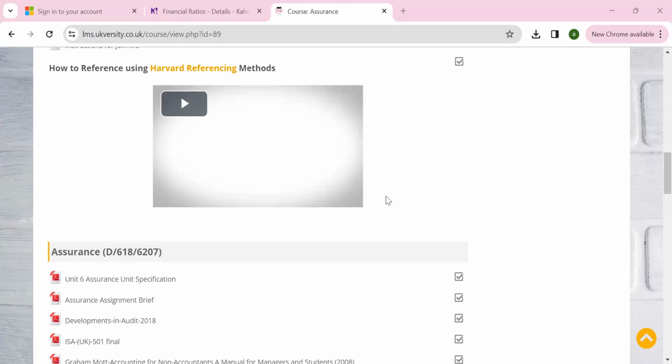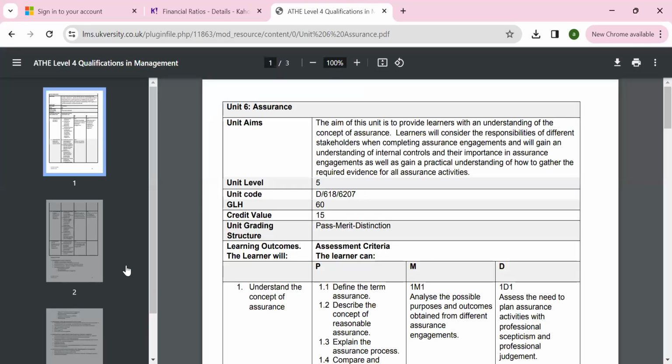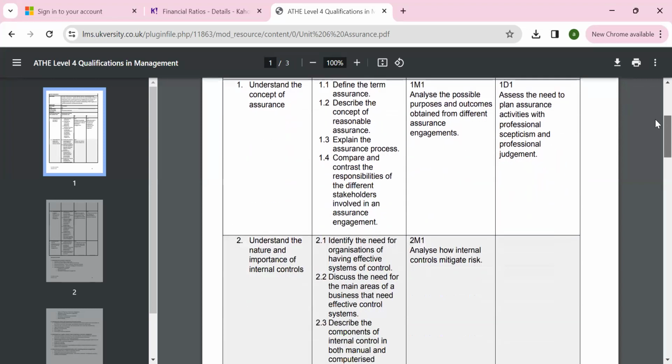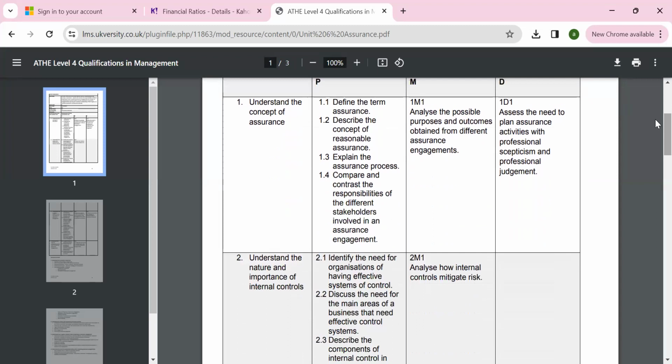Today's lesson key focus will be, just before starting, we'll go through what we're supposed to learn over the next few weeks during our lessons. The aim of this unit is to provide learners with an understanding of the concept of assurance, and the learner will consider the responsibilities of different stakeholders when completing an assurance engagement. That's the concept of assurance defined in the term assurance, describe the concept of reasonable assurance, explain the assurance process, compare and contrast the responsibilities of different stakeholders involved in an assurance engagement.